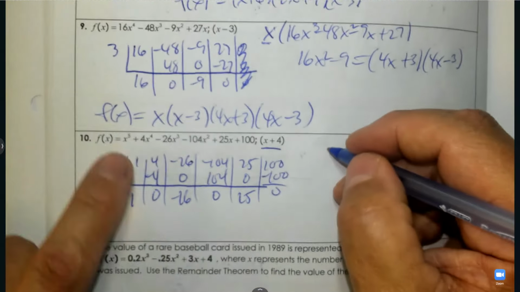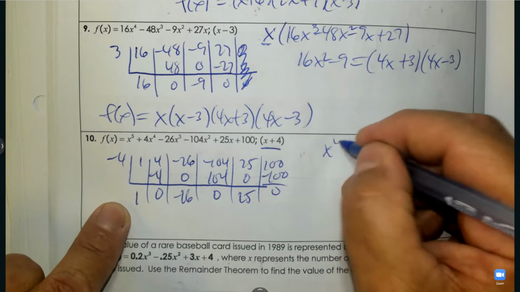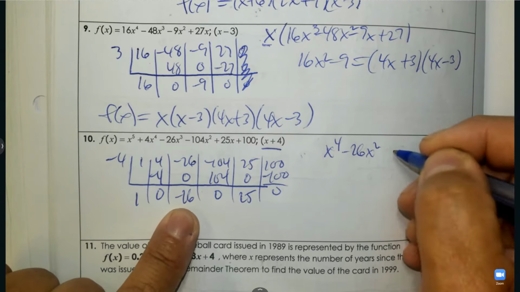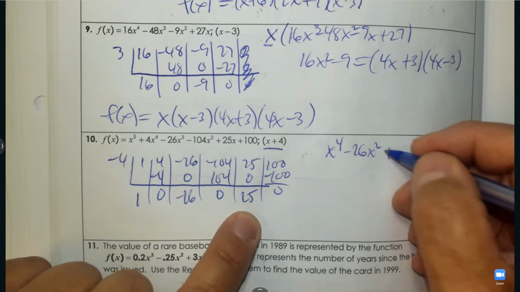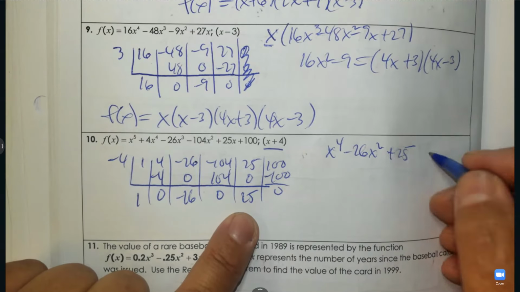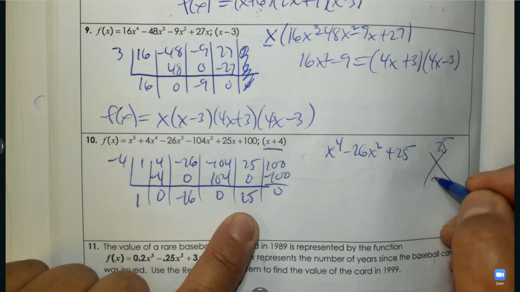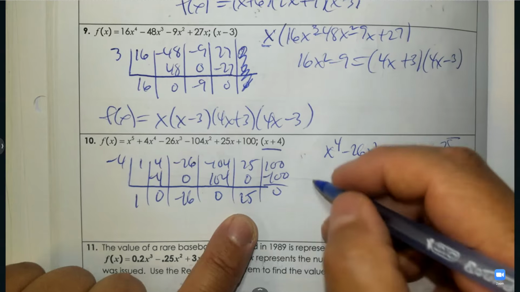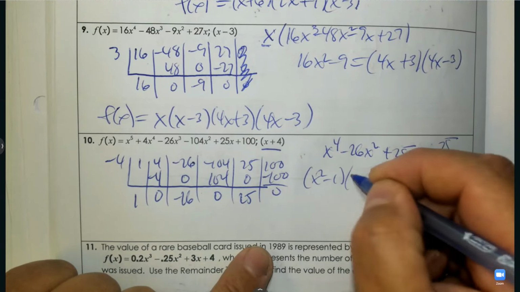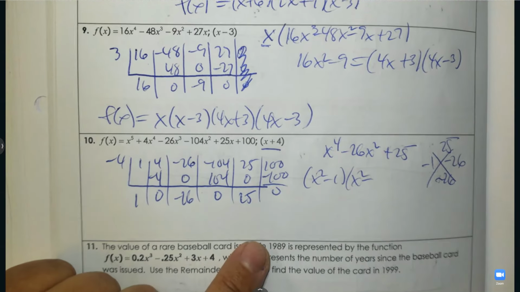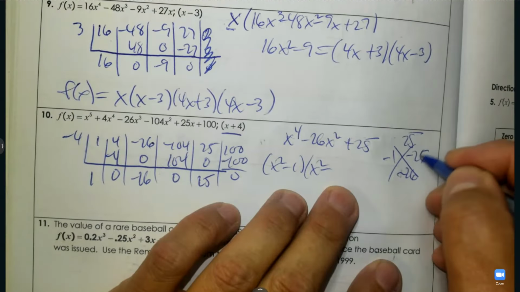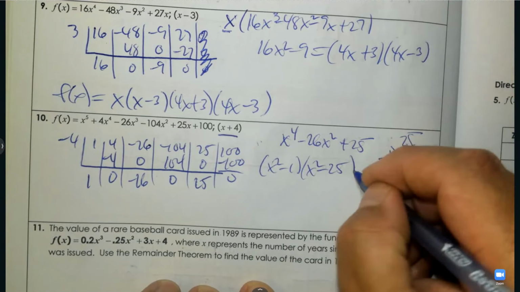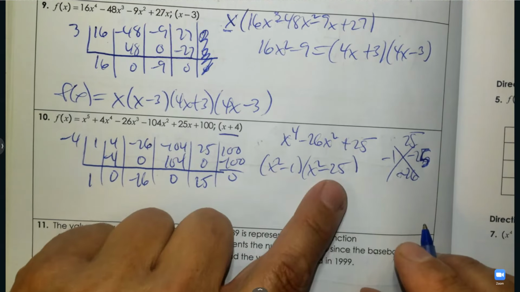So I have 1 less, so it's 1x to the 4th, no x cubed, minus 26x squared, no x's, plus 25. So we're going to factor this like a trinomial. So the two numbers are negative 1 and negative 26. But we're going to use x squared. Negative 25 and negative 1. And then both of these are a difference of squares.